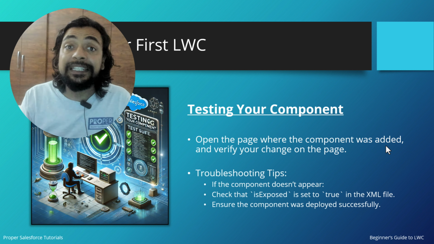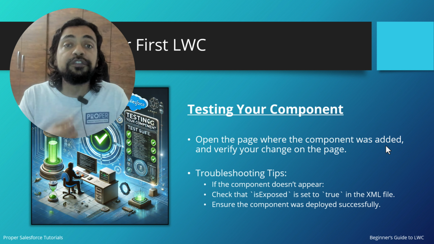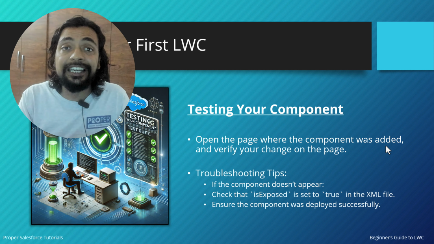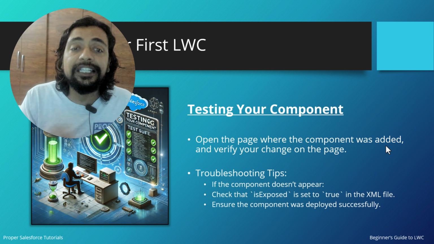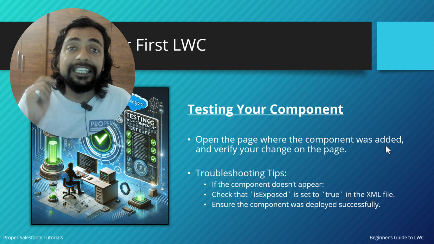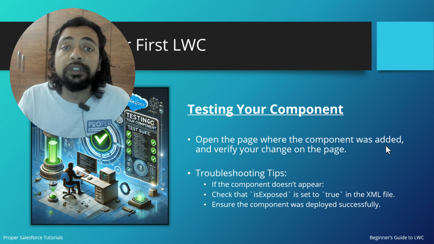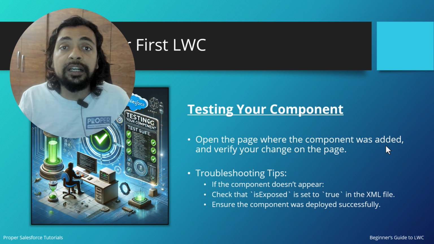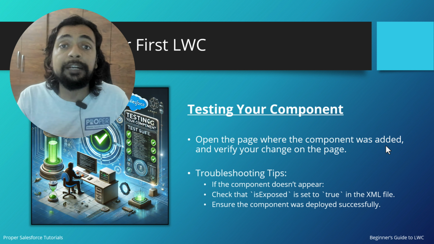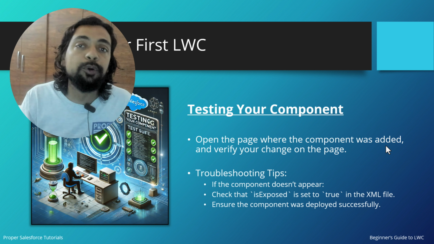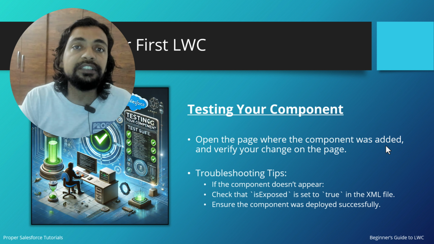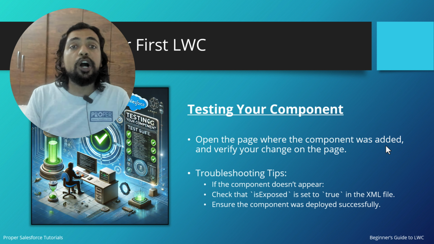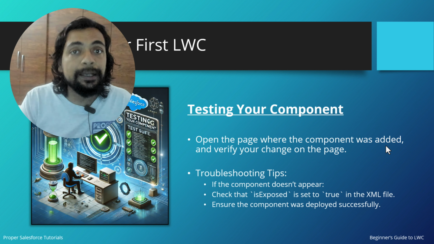But in case if you find any issue, if you find any problem in checking out your changes over there, if you don't find your changes over there, then you need to troubleshoot. So for that case, you have to check that is exposed property is set to true or not, and whether all the components, that is HTML, JavaScript and XML, are saved and deployed or not. So save and redeploy again and check your changes back. So it's pretty much of talk, and now it's time to check these things practically.